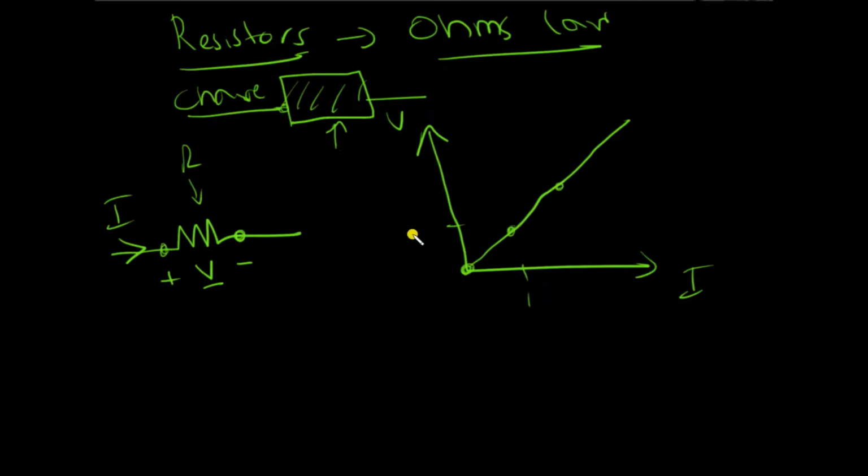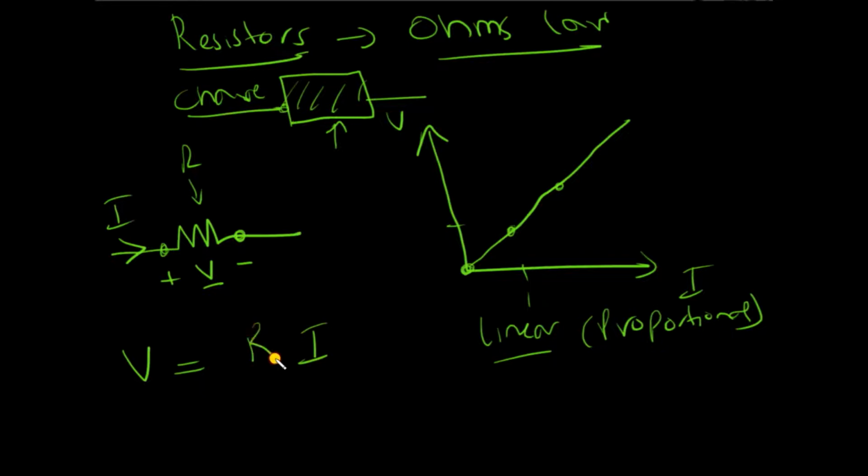And any of you who are familiar with mathematics, this is a graph that shows a linear relationship or a proportional relationship. So this kind of graph shows that the voltage across a resistor is linked to the current in such a way that you just multiply by whatever the value of the resistance is, some constant.